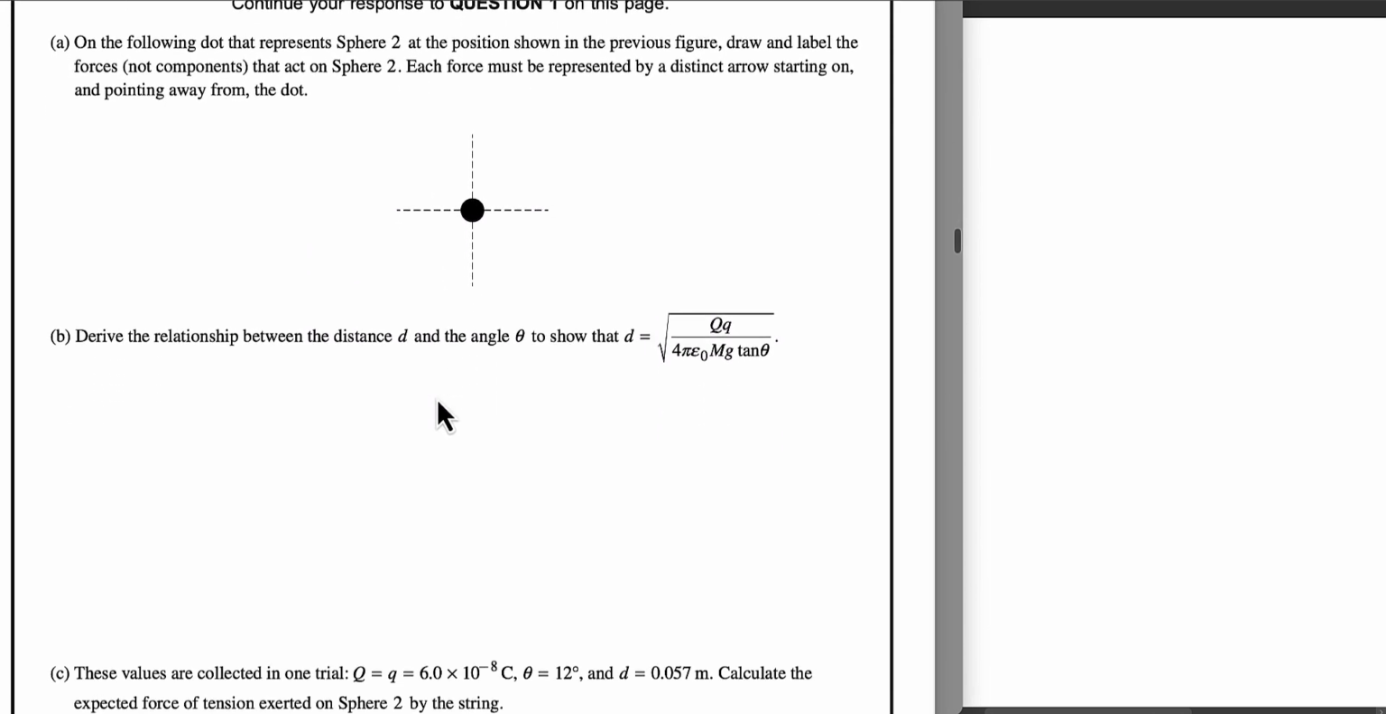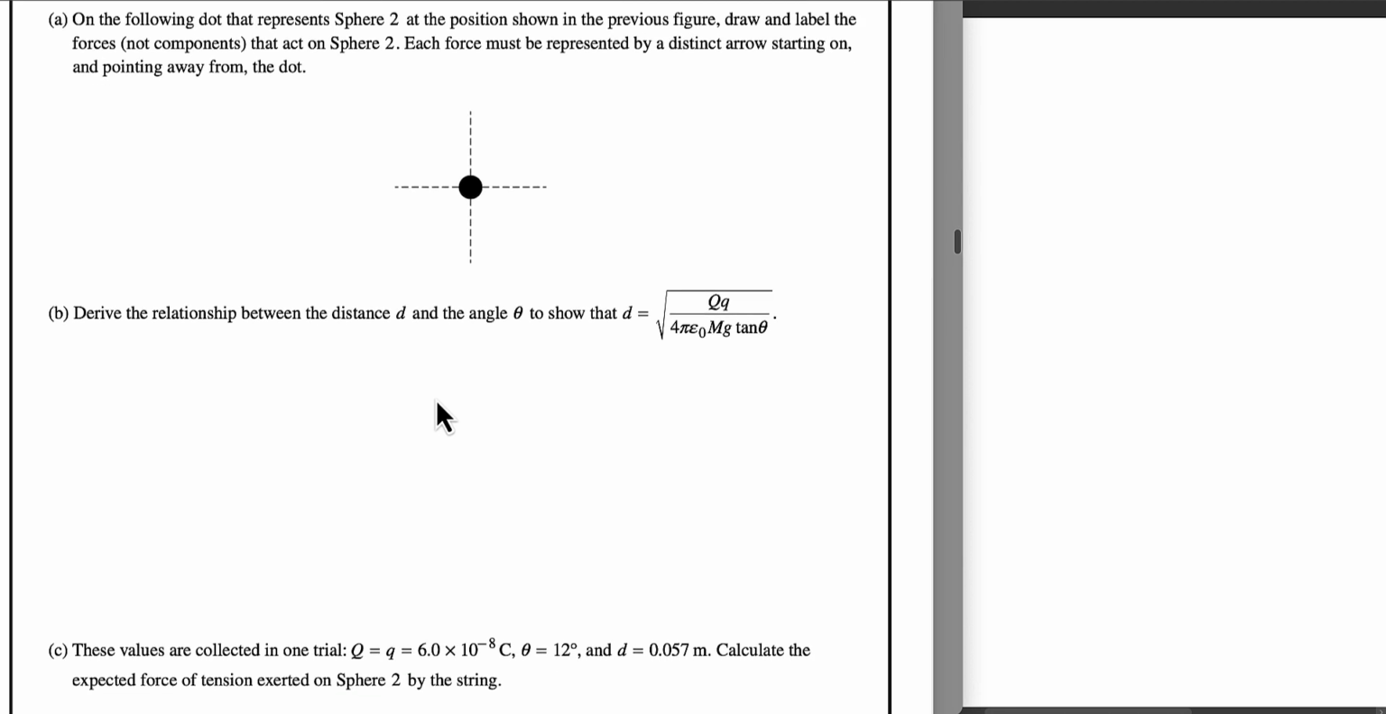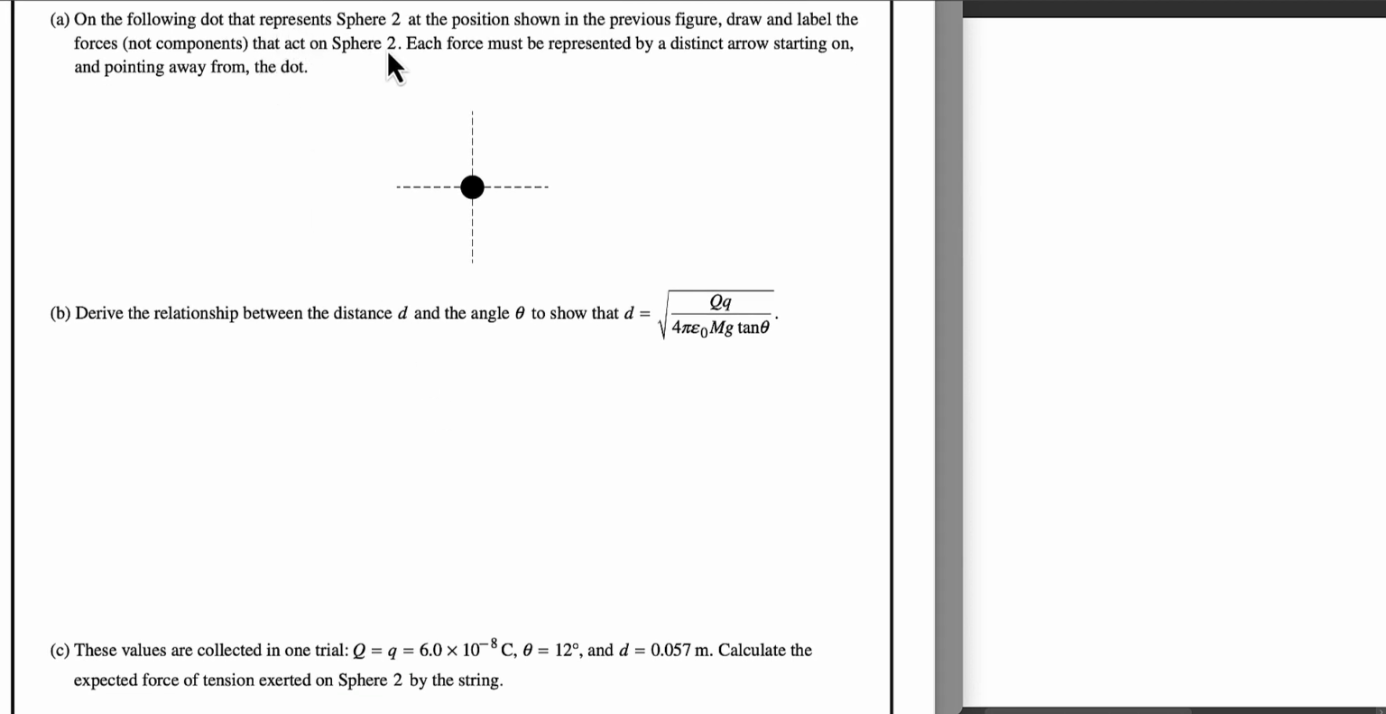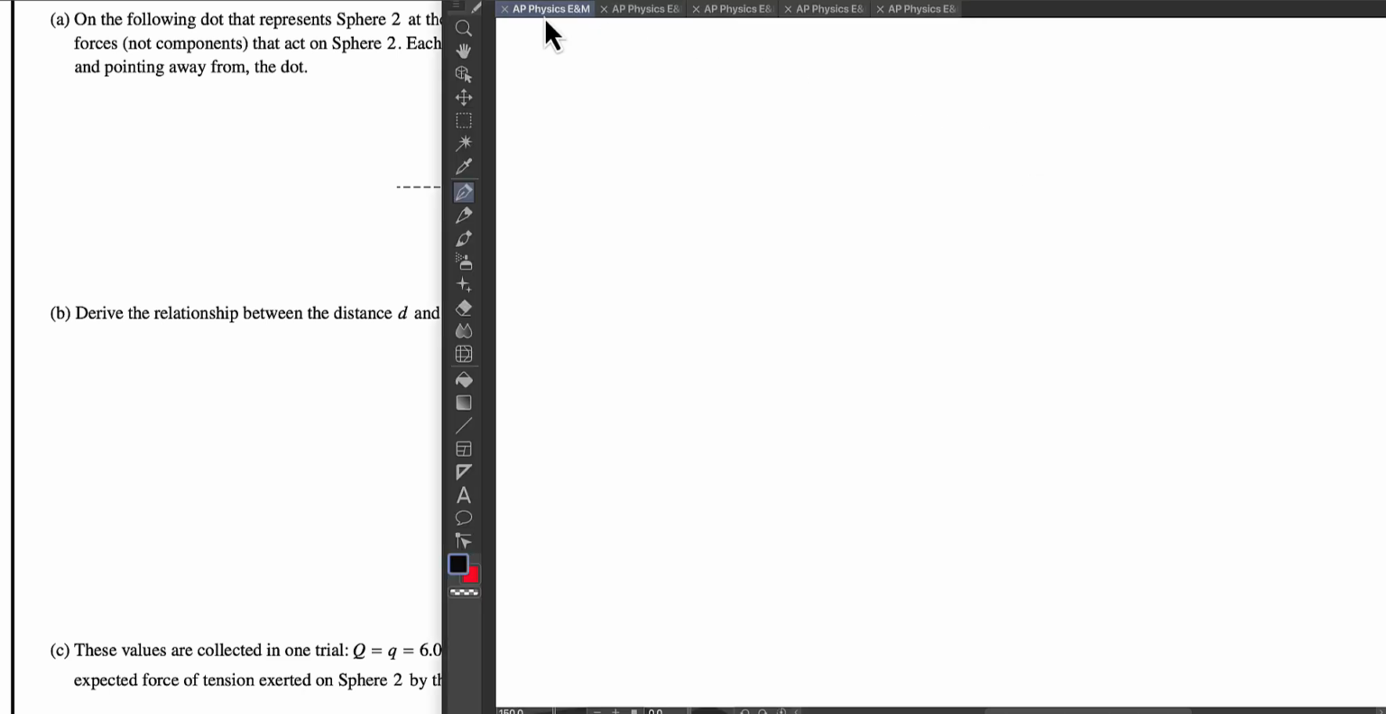Now question A: on the following dot that represents sphere 2 at the position shown in the previous figure, draw and label the forces that act on sphere 2. Each force must be represented by a distinct arrow starting on and pointing away from the dot. Okay, so this question is about the free body diagram. So let's look at the free body diagram for sphere 2. So here's question A.